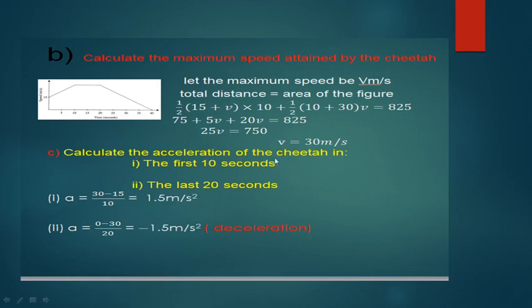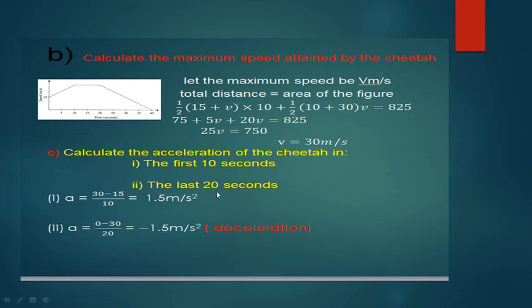Calculate the acceleration of the cheetah in the first 10 seconds, then part 2, the last 20 seconds. In the first 10 seconds up to this, we are asked to find the acceleration. We use the final velocity minus initial velocity over the time taken. The final velocity is 30 that we have found, minus 15 where it started, divided by the time taken, which is 10 seconds. You'll find 1.5 meters per second square. Meters per second square is the SI unit for acceleration.